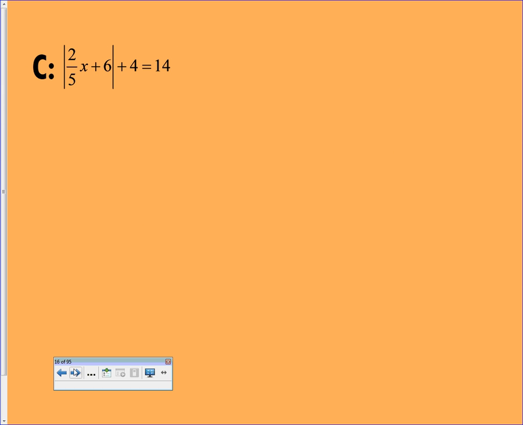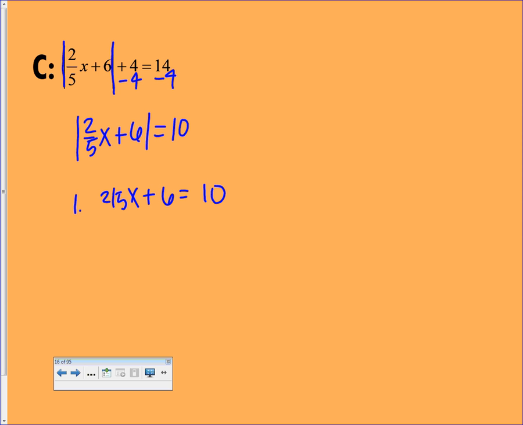What's different now is that the absolute value bar is not by itself. So the first thing you have to do is get these absolute value bars all by themselves. I'm going to move this 4 first by subtracting, just like normal. So I get the absolute value of 2/5 x plus 6 equals 10. Now that I have the absolute value bars by themselves, I can make my two equations. I'll drop the absolute value bars by setting it equal to 10, or my second equation, 2/5 x plus 6 equals -10. You cannot do the plus or minus number until the absolute value bars are all by themselves.